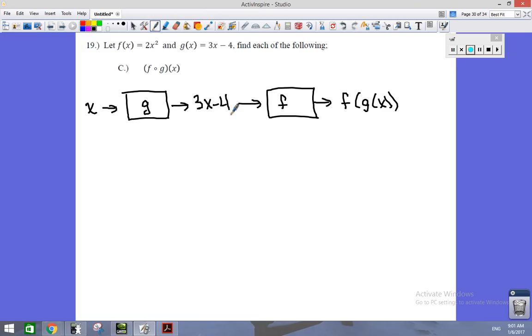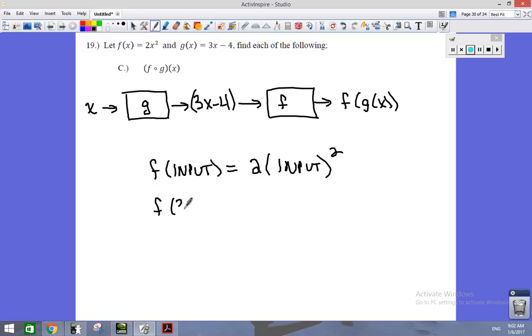So that part's pretty easy. Now I have to figure out, if 3x minus 4 is the input for f, what is f going to do to this 3x minus 4? Well, f always takes the input no matter what you give it, and f just squares the input and then multiplies it by 2. So if my input is 3x minus 4, I have to do that squaring before I double it. So I have to take 3x minus 4 squared.